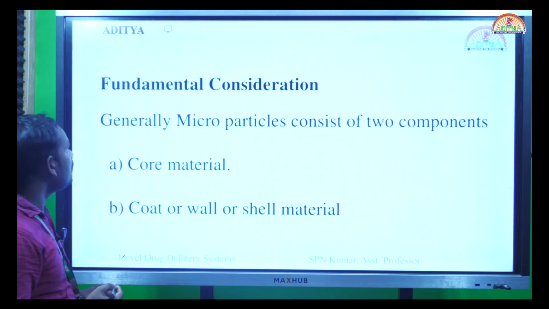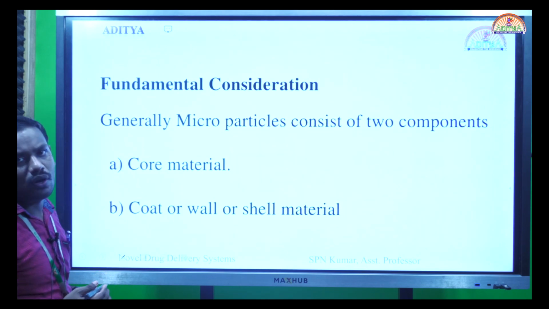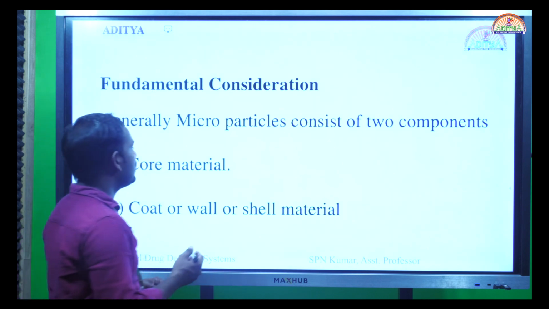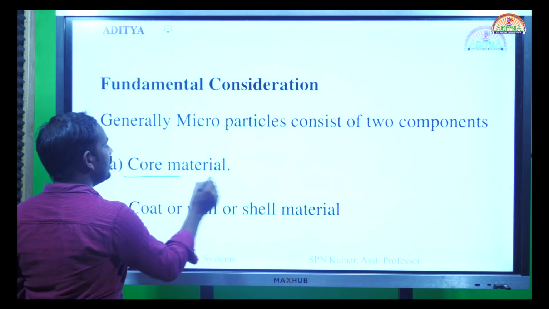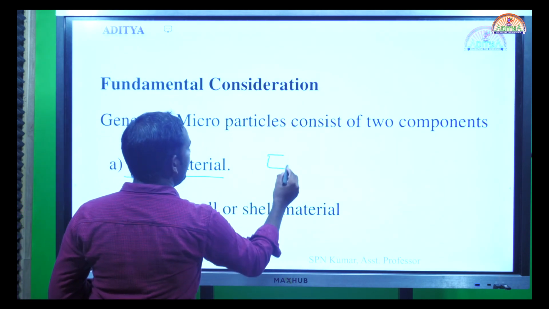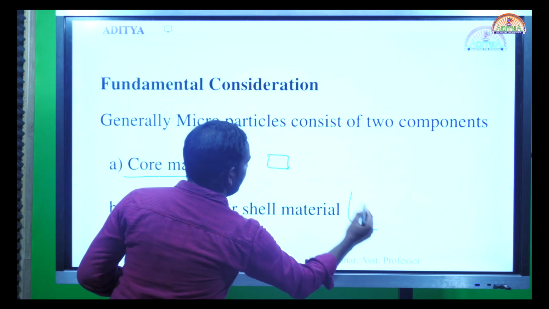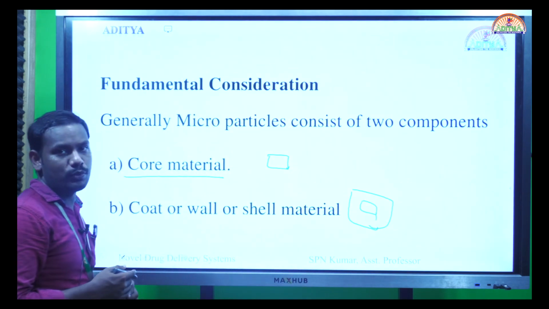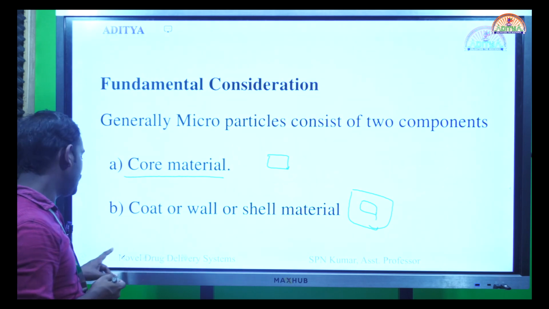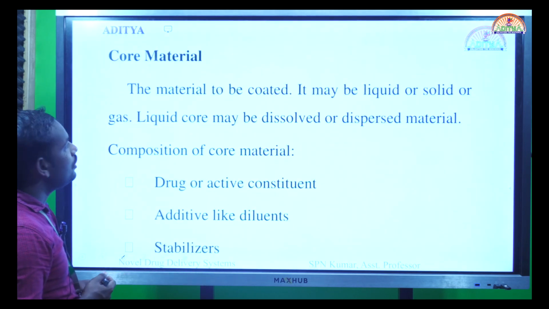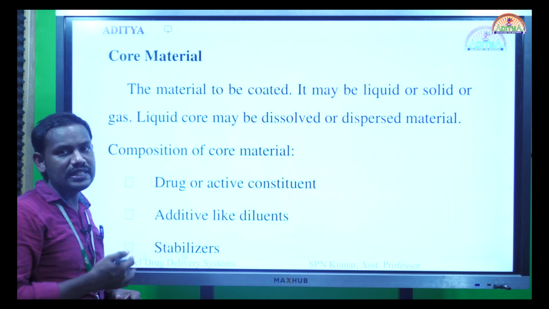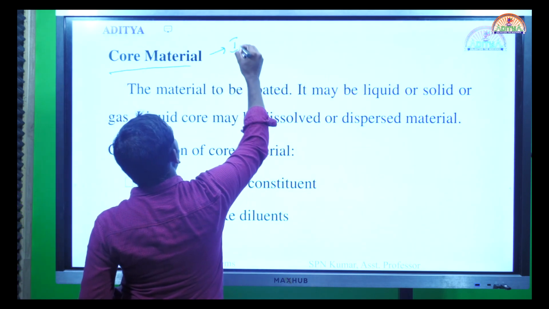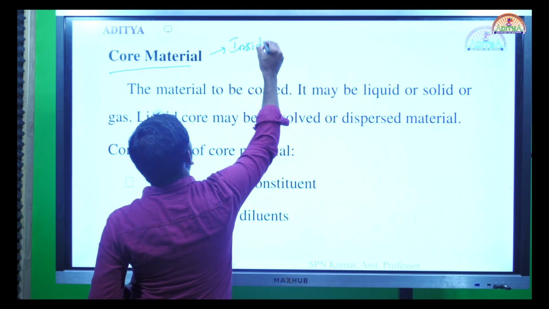Then, what are the principal concepts involved in microencapsulation? Generally a microparticle consists of two components. One is the inside one, that is the core material. The other is the outside one, that is the coating material. The inner one is protected with the help of this coating or shell material. Now let us see the core material: it is the one present inside, and the coating material is the one present outside.